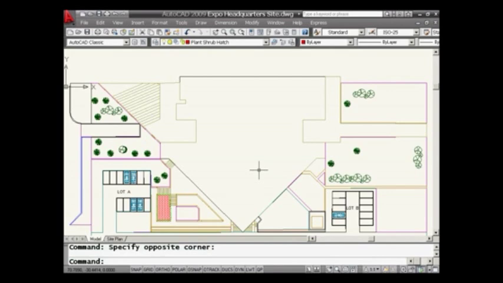This week I'm going to follow up on the topic we talked about last week. Last week we talked about tool palettes and putting our blocks on our tool palettes, and today I'm going to take it one step further and we're going to talk about hatch patterns.